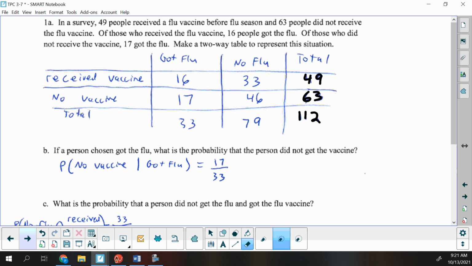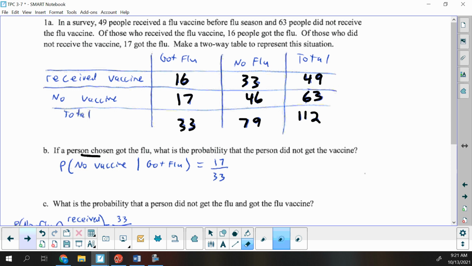They told us that of those who received the flu vaccine, 16 people got the flu. So in the received vaccine row, we would have 16 that got the flu. Well, if you do 49 minus 16, that gives us that this spot is 33. Of those who did not receive the vaccine, 17 got the flu. So that's how we get the 17 here. 63 minus 17 would give us this 46. And if you just add straight down, that's how we got the totals for each of those columns.